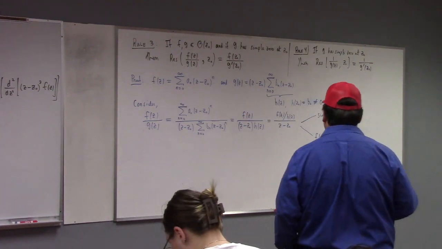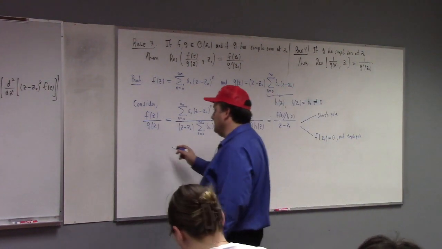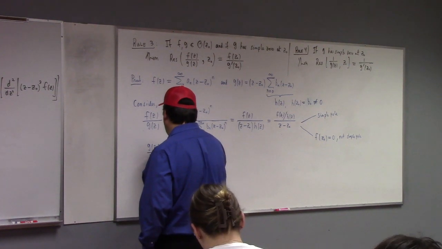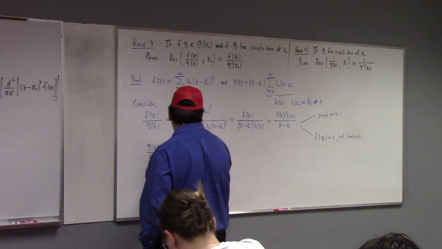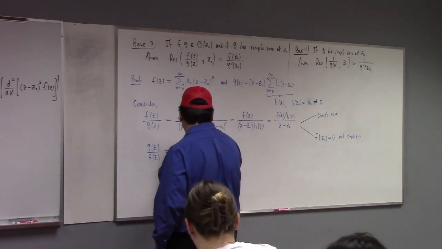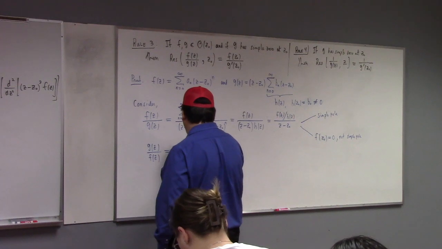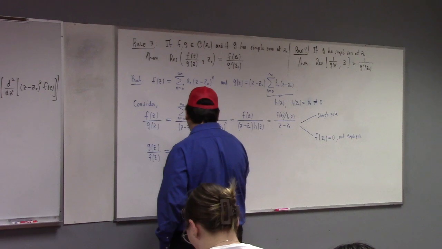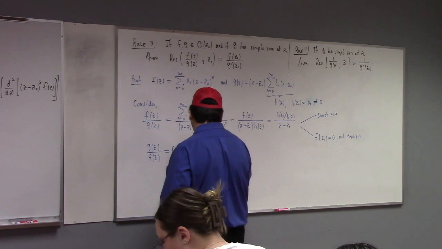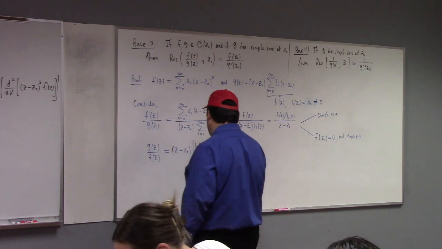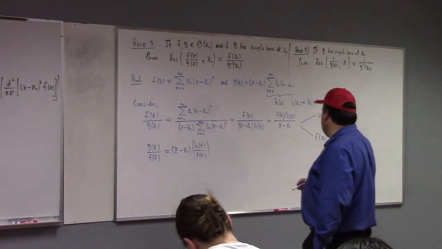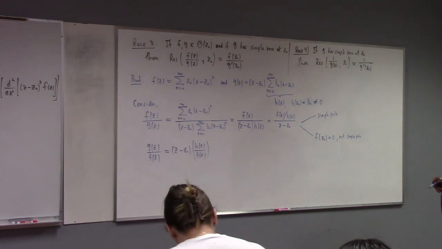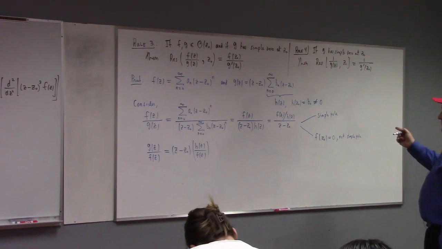Ah, well that's easy enough, right? So we can look at g of z over f of z, which would be z minus z naught times what? H of z over f of z, right? What theorem was that? 9.29? Theorem 9.29? Yeah.